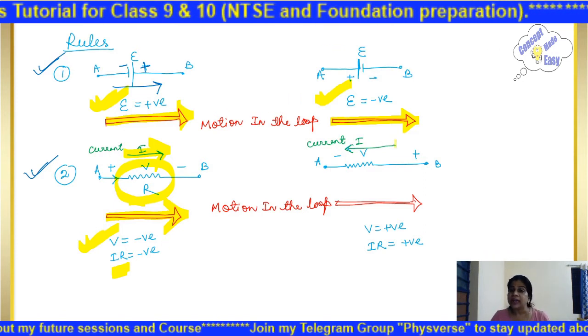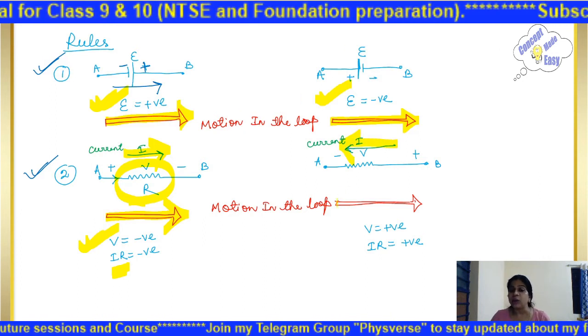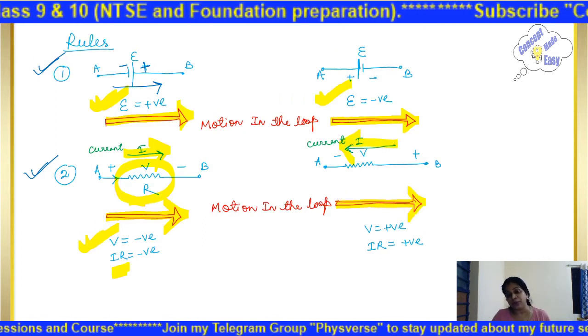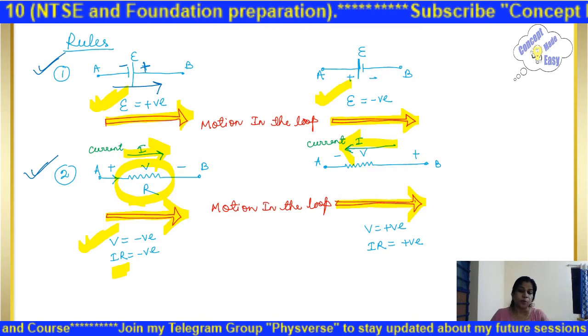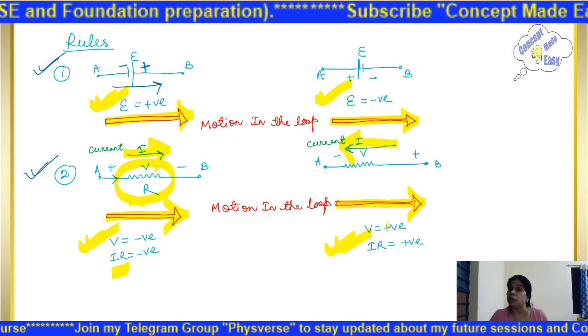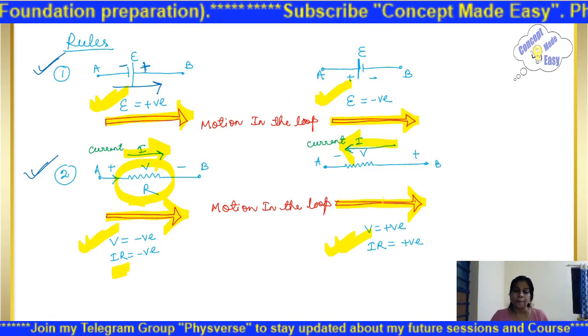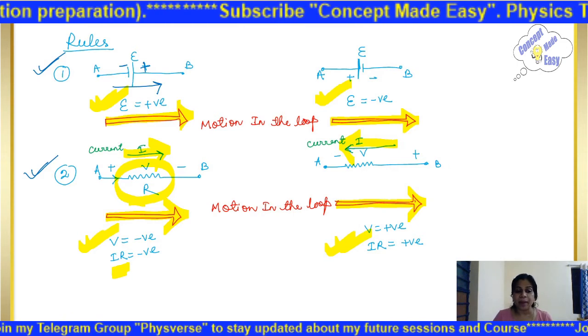If the current direction is opposite to your assumed direction in the loop, or you are moving in the loop in the opposite direction, then that IR voltage drop is positive. Okay. So now I am explaining with an example.